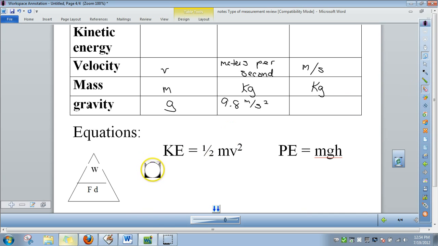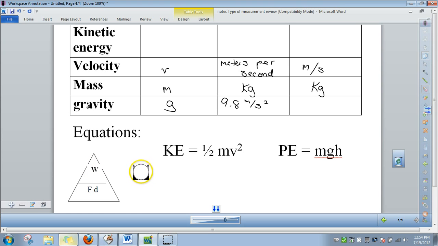Okay, when you use the triangle for work, remember that you are covering up the variable that is your unknown. So if the problem asks you to find work, you would cover up work, and that means you are left with force times distance. There's no line between the F and the D, so that means you are covering up the force and the distance.